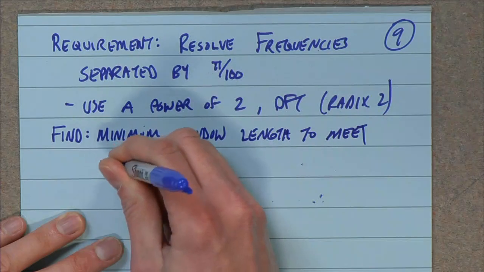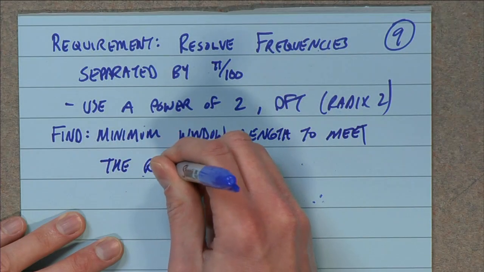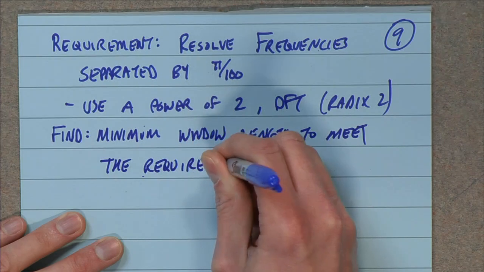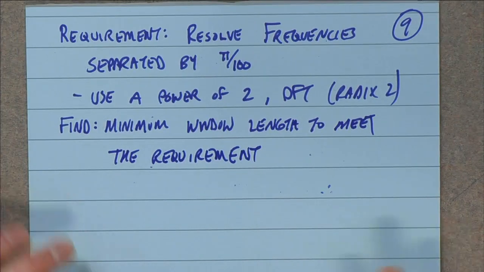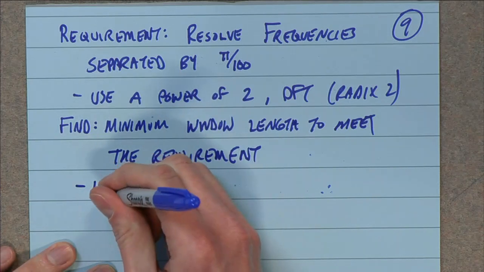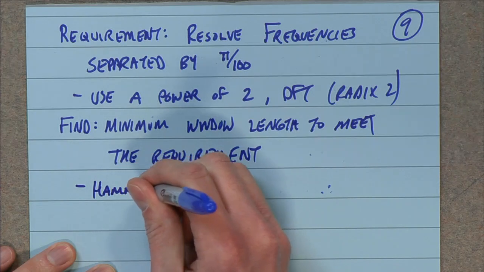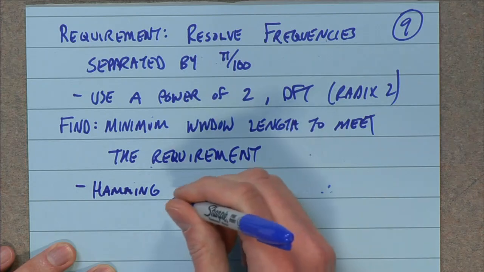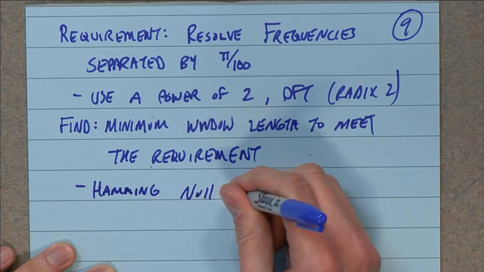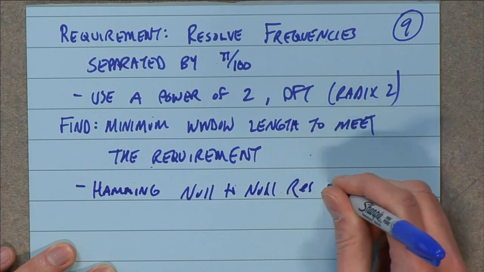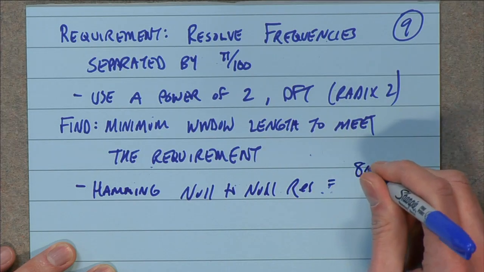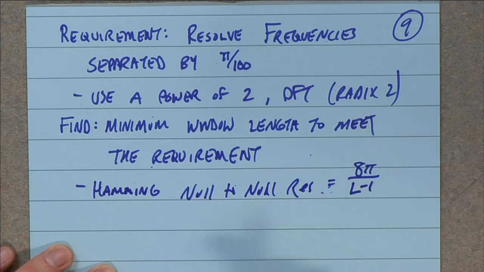To meet the requirement. So how large a window do we need? It comes down to how much data. Well, we know off the bat, if we look at the Hamming window, that the null-to-null resolution was what, 8 pi over L minus 1.